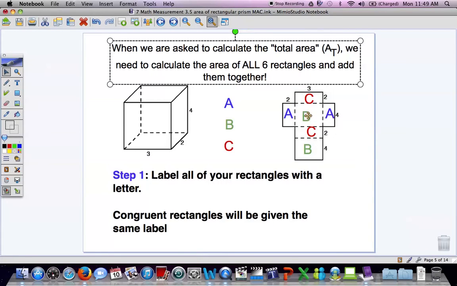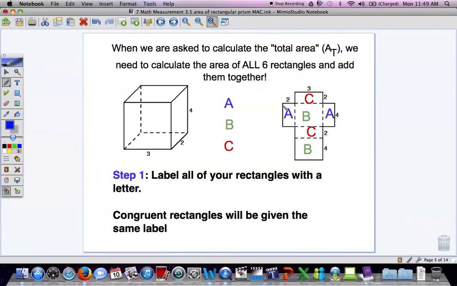Let's look at the B. The B is 3 by 4. And we look down here, we see another one that is 3 by 4. And that is our B. And even though you don't see the number 3 going across right here, we know it's 3 because you see this line right up here. That length is 3. That means that this length is 3, that length is 3, and that length is 3, and that length is 3.